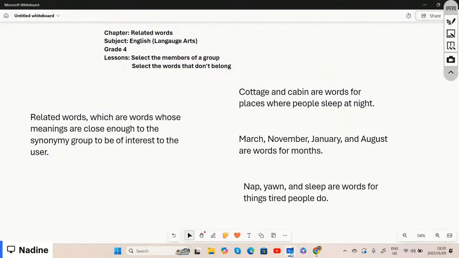The lessons that we are going to be focusing on under the chapter of related words are to select the members of a group, and to select the words that don't belong.